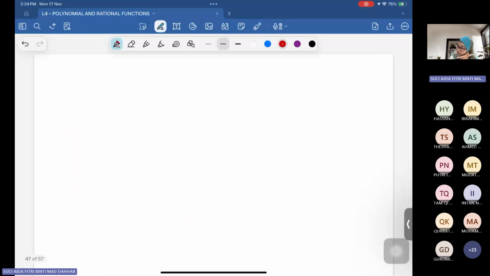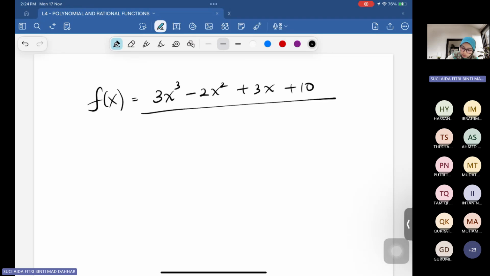Or another example, what if I have f(x) equals a cubic function, 3x cubed minus 2x squared plus 3x plus 10 divided by 3x cubed plus 2x minus 5, for example. Let me make it power 3 here. So let's say you have this rational function. How do you get your horizontal asymptote?